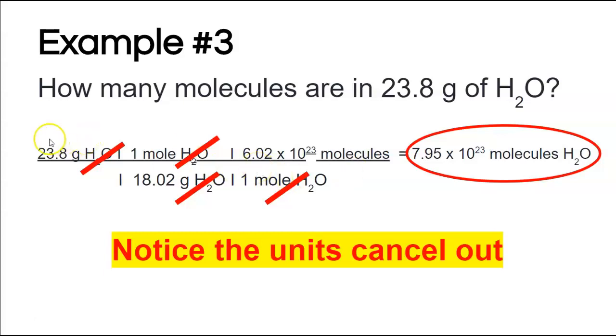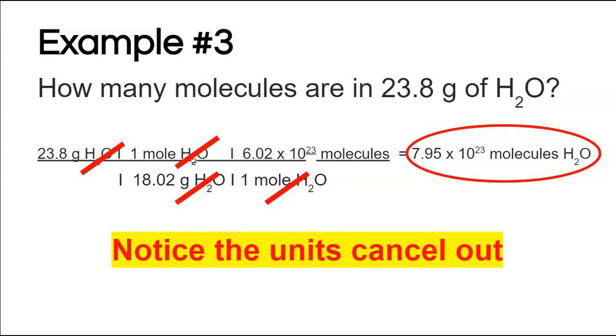I do my math, parentheses 23.8 times 6.02 EE23, close parentheses, divided by, open parentheses, 18.02, close parentheses, equals, you should get 7.95 times 10 to the 23rd molecules of water. Notice again, all but the final units cancel. Moving along, you may pause your video as often and rewind as often as you need.